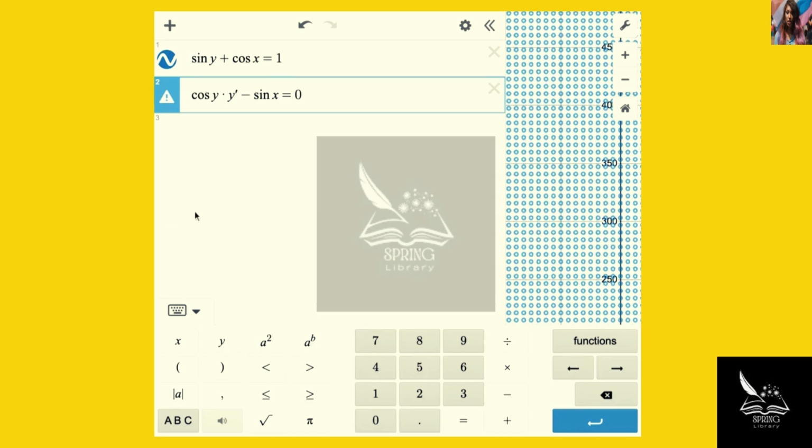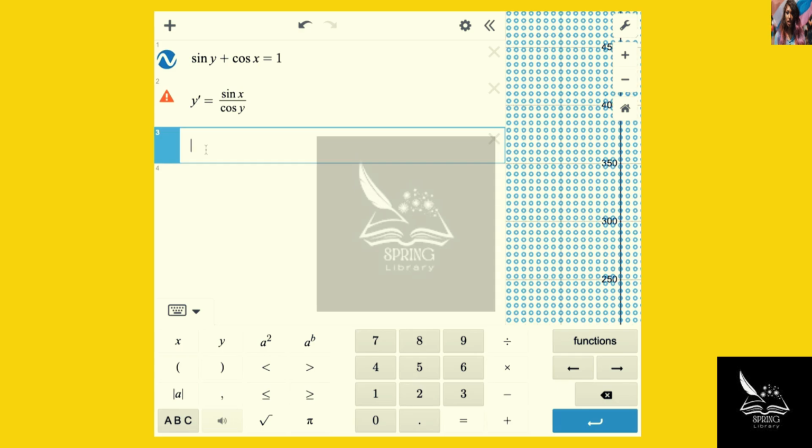So then what we'll have is we'll add the sine x to this side. We'll divide cosine y over, and what we'll end up getting as a result is that y prime is equal to sine of x over cosine of y.